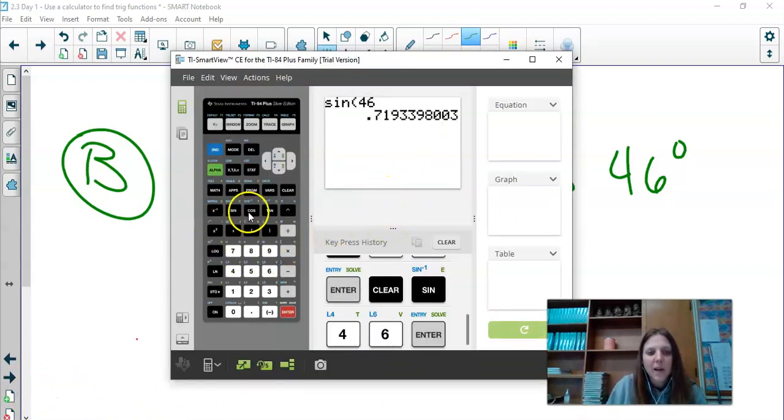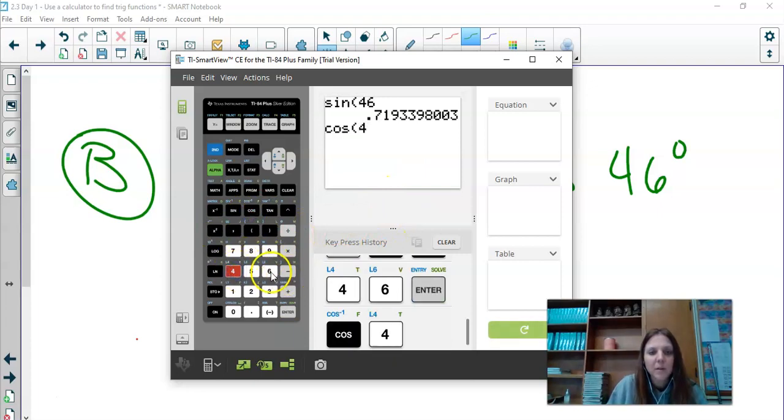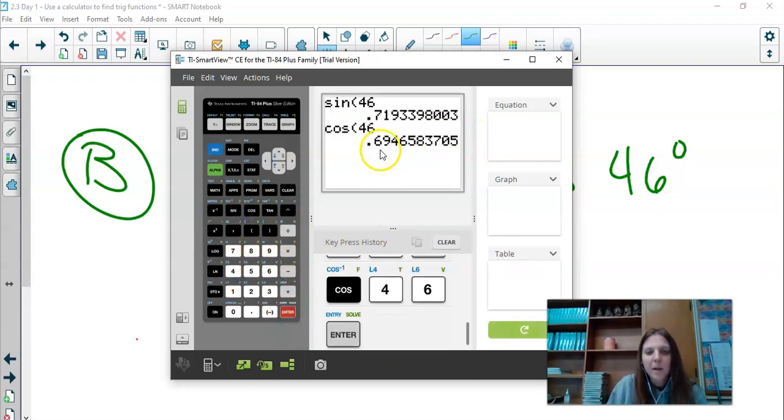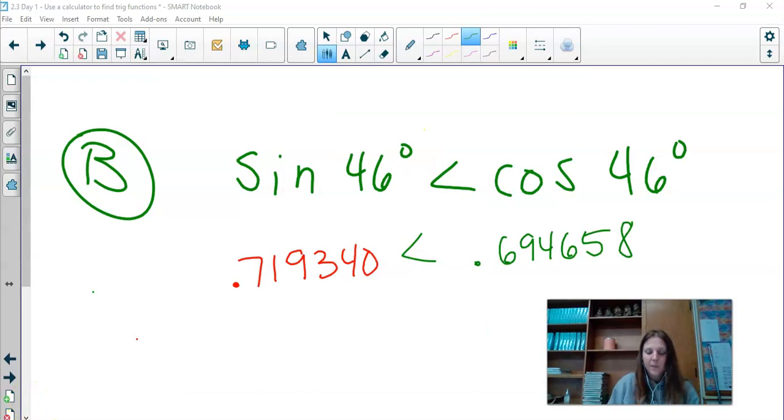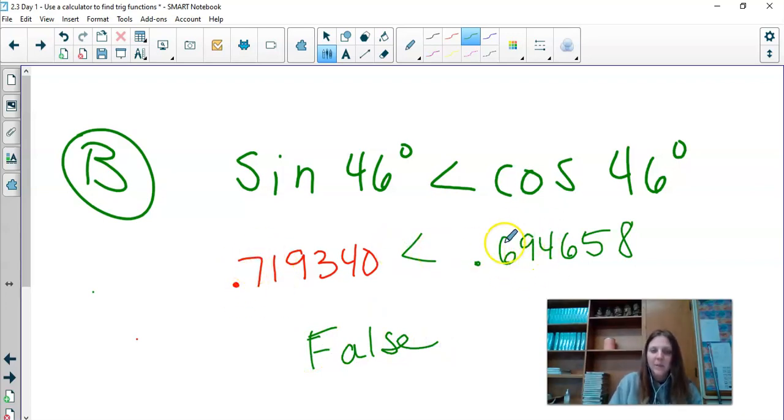Next, cosine of 46. Again, count 6. 1, 2, 3, 4, 5, 6. The number behind the 8 is a 3, so we're going to leave it alone. So write that number down. Comparing these two numbers, this number 0.71 is not smaller than 0.69, so this is false. Think about money. If you had 72 cents versus 69 cents, this would be less than, so this is not correct.